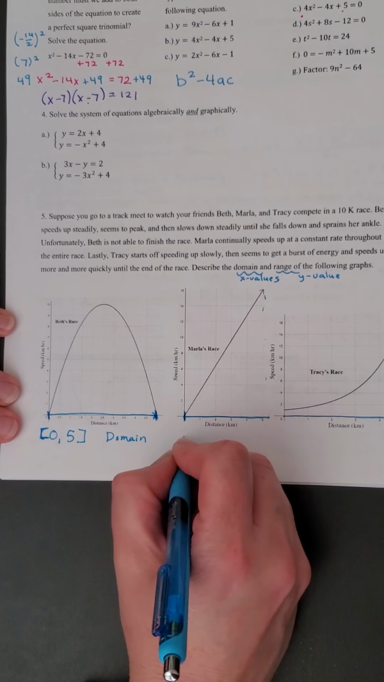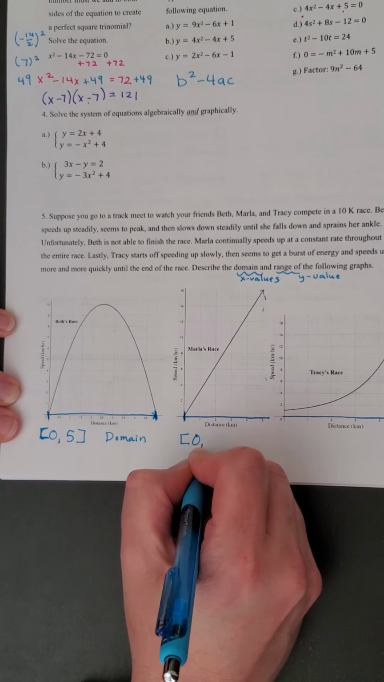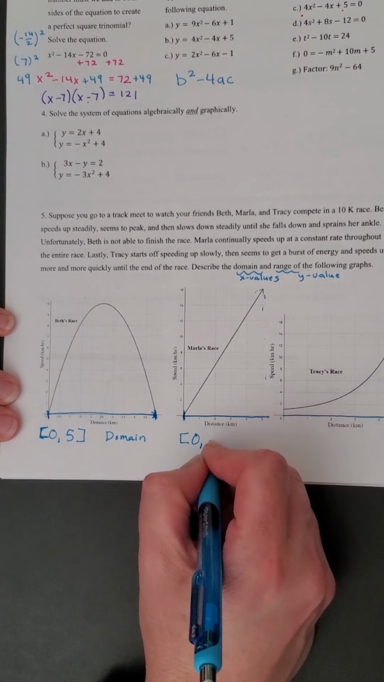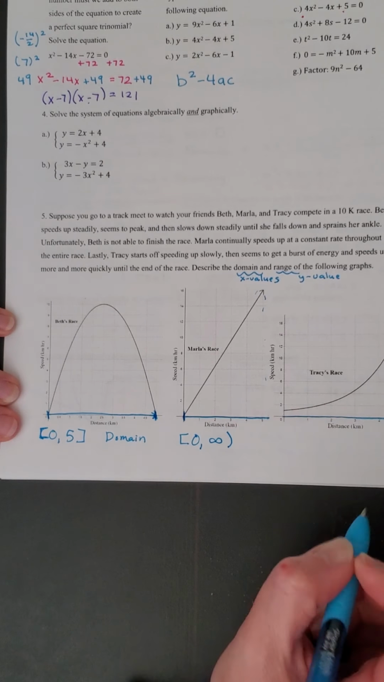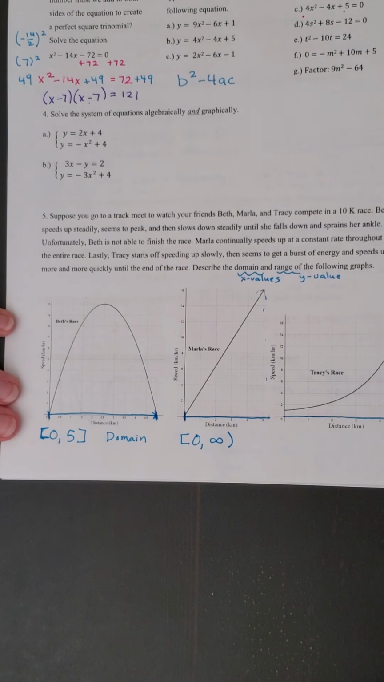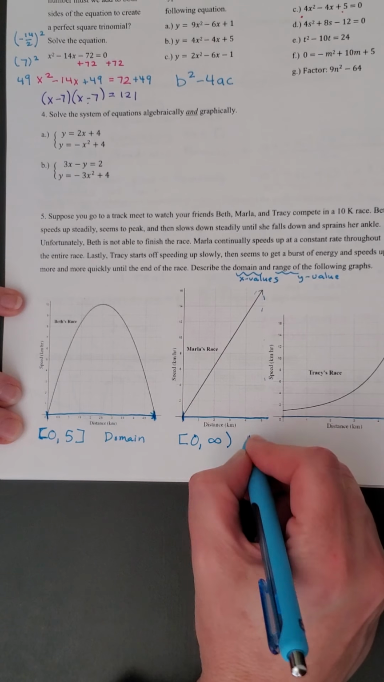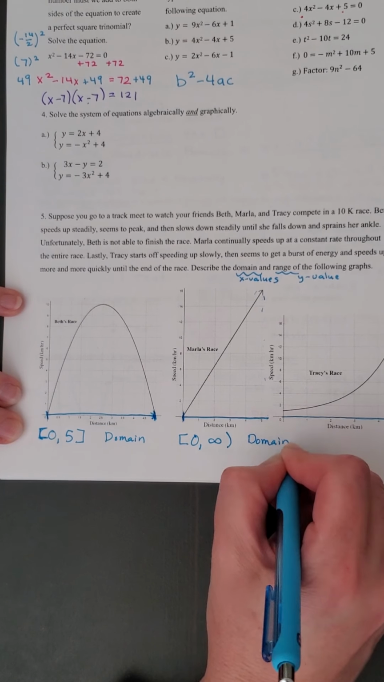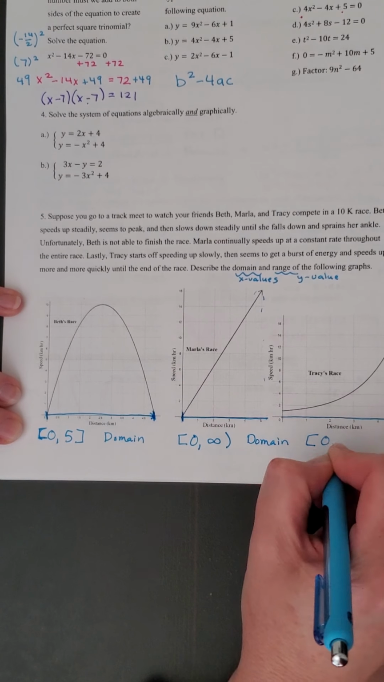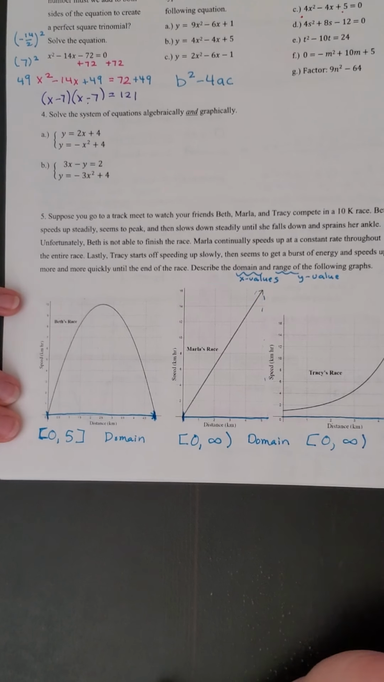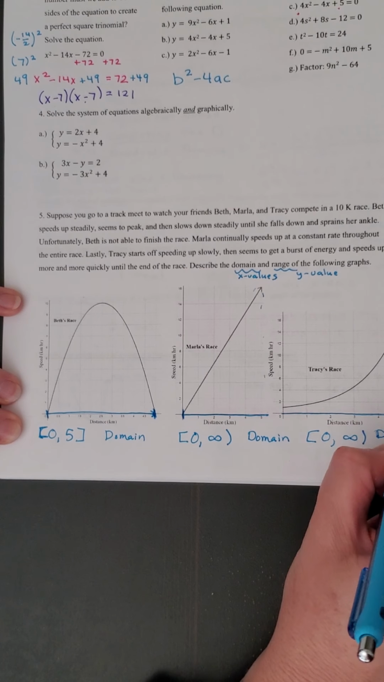Here the domain starts at 0, again hard bracket. This time it's going on forever. We call that infinity, right? So it's going to the right forever. And since we never really reach infinity, we use a soft bracket. And this one, again, the domain is from 0, and it's going to the right forever because of that arrow, so it's to infinity. And this is, again, my domain.